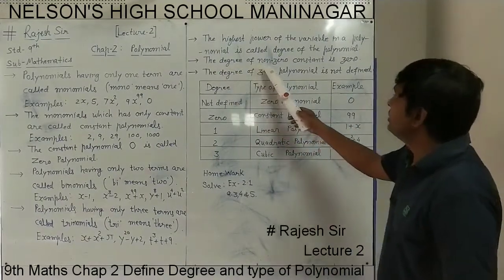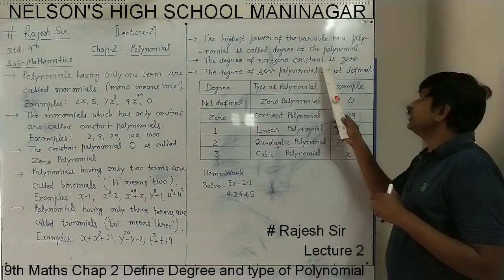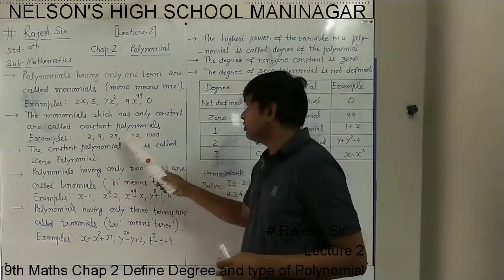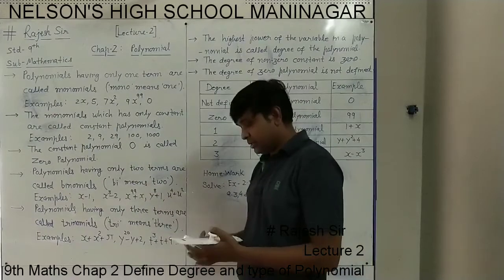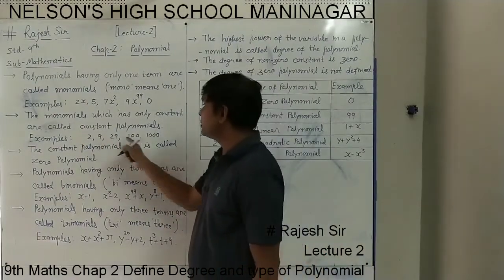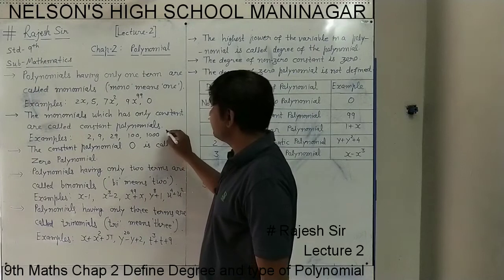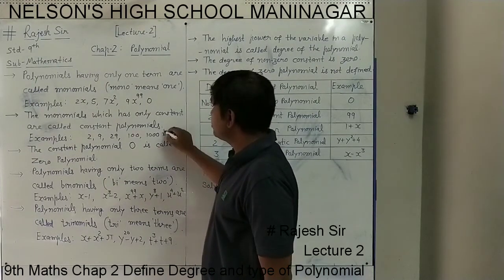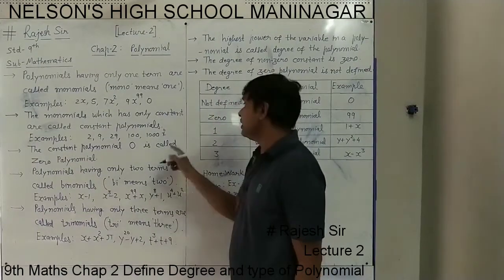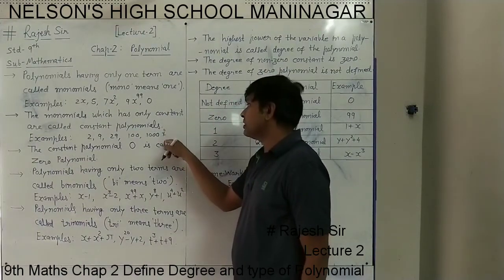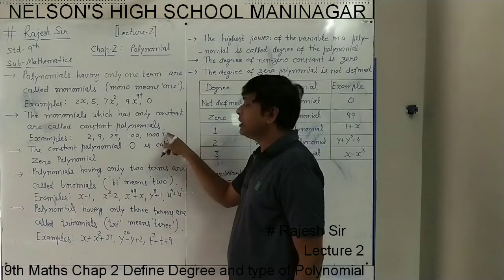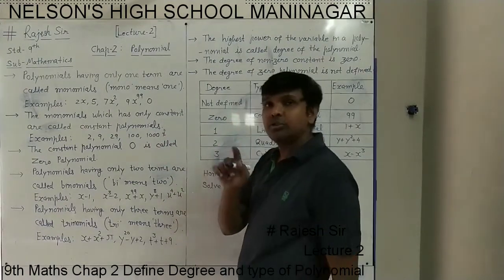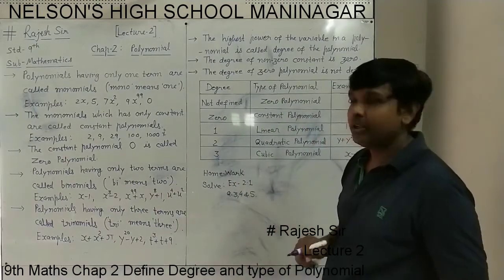And the degree of a non-zero constant is always 0. Why? See, a constant polynomial's degree is 0. Why? Because only constants are given, no variable is given. So we can consider the variable as x with that, and raised to power 0 we have to consider, because any variable raised to power 0 is considered as 1. If no variable is given, we have to consider the variable raised to 0. And that variable raised to 0 means the highest power is 0 only there.